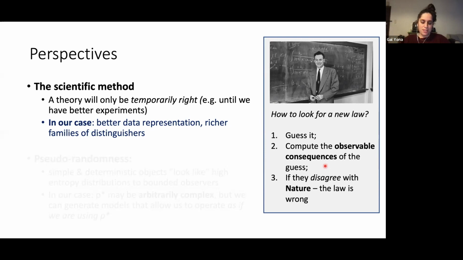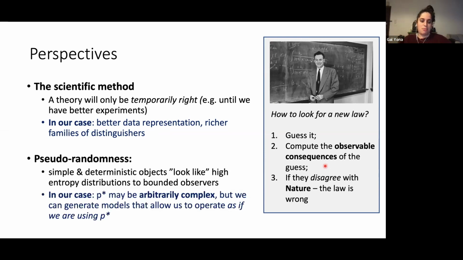This is one perspective, and another natural perspective or connection is pseudo-randomness, right? That is the study of simple and deterministic objects that can look like high entropy distributions to computationally bounded observers. And here it's similar in the sense that P star, this Bayes optimal predictor, for all we know, could be arbitrarily complex, but this framework of OI says that we can generate models that are potentially much, much simpler in complexity than P star, but we can proceed as if we are actually using P star, as long as what we're doing afterwards comes from, in some sense, also a bounded class of computations.